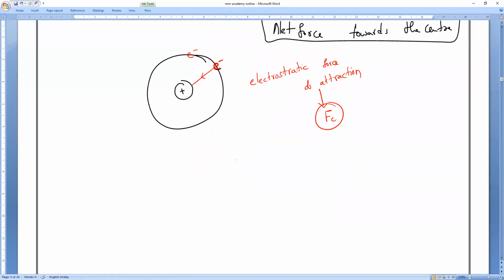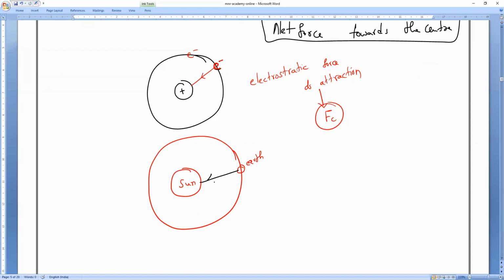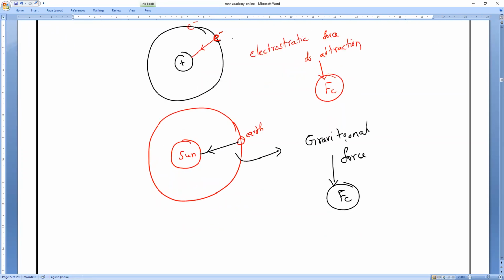Clear? Now in the same way, observe this is the orbit where the earth is revolving about the sun. So this is the sun. We all know the earth is revolving around the sun because of some force exerted by the sun, towards the center. We call it the gravitational force. This gravitational force is the centripetal force. That is what you have to remember.